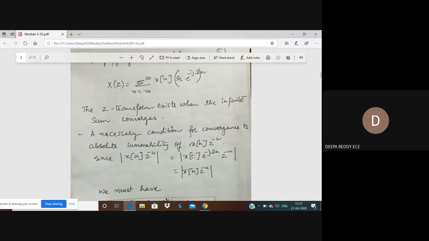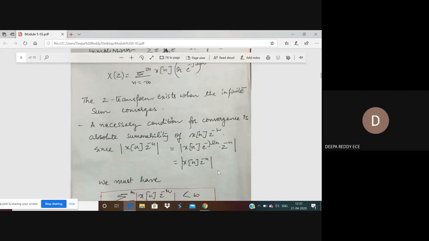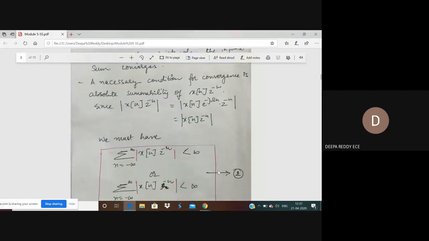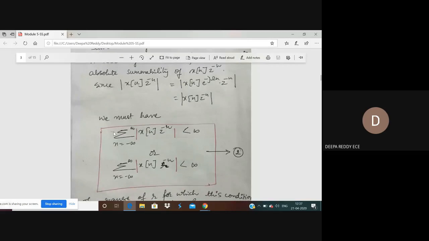So now we say that this should be bounded, or we can simply write that mod of x of n Z to the power of minus n, that is this Z transform expression, should be bounded, or this should give us a value. It should converge, meaning it should be less than infinity. So the summation of mod x of n R e to the power of minus n should be less than infinity. This is actually R, not Z.